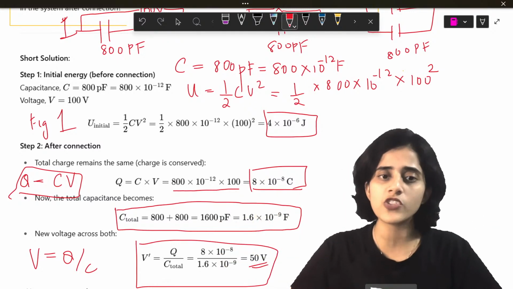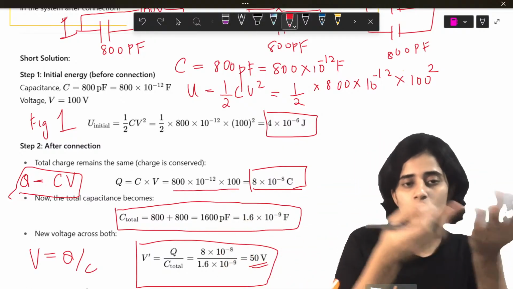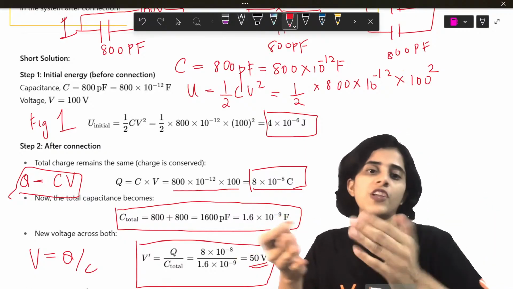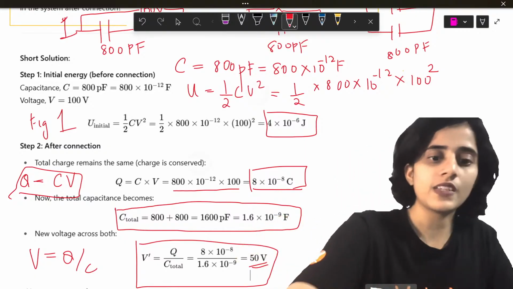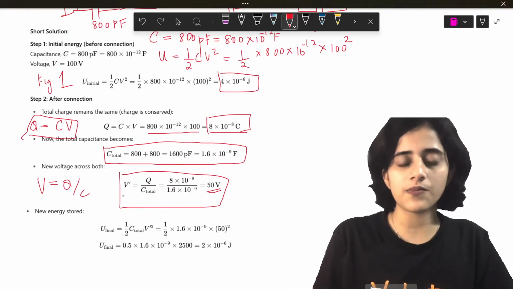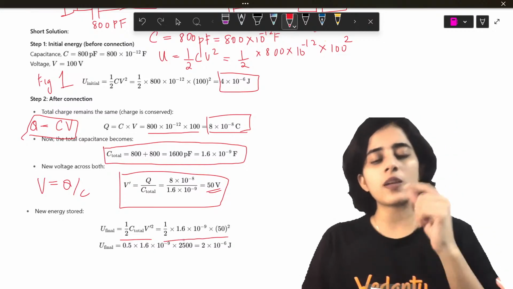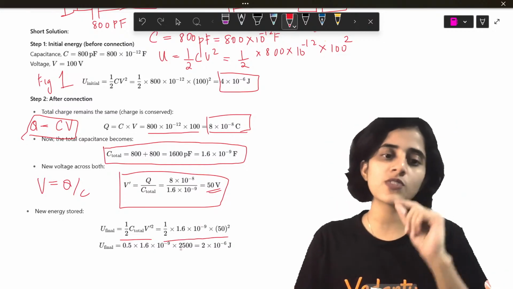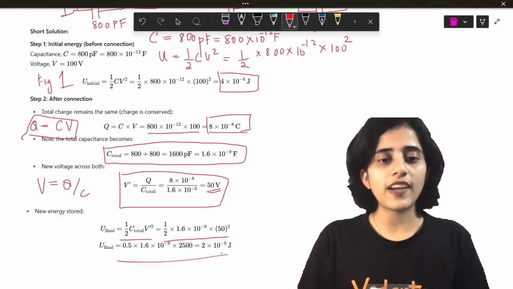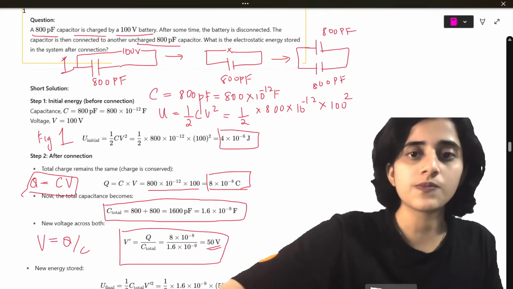What is the formula of energy? Half CV square. What is C? 800 plus 800, whatever you got. What is V? 50 volts. Now if you do the math, you will get the answer. So half CV square, which is half into 1.6 into 10 raised to minus 9 into 50 square. The final answer will be 2 into 10 raised to minus 6 joules.